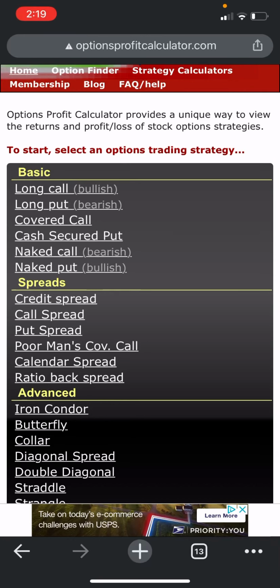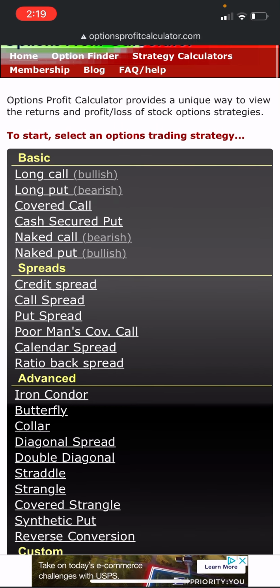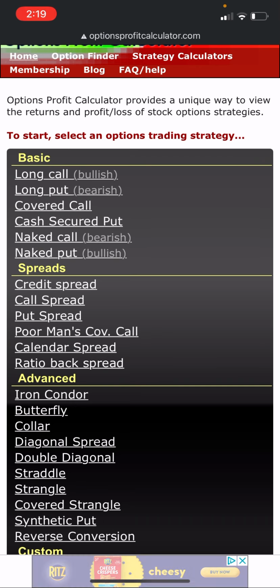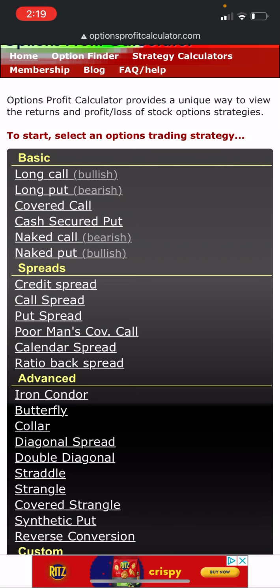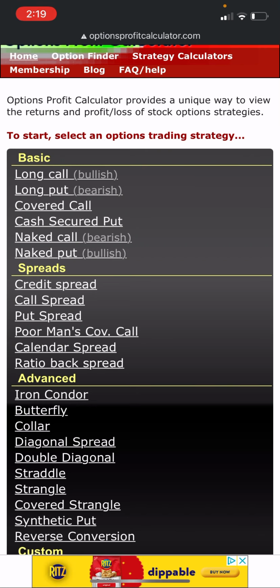I just want to get into the semi-advanced option stuff. Right now we're in spreads. We're no longer in basic anymore. Remember what I told you about the credit spread and the debit spread. But right now, you have a call spread and you have a put spread, okay?